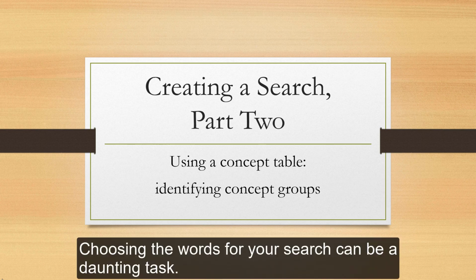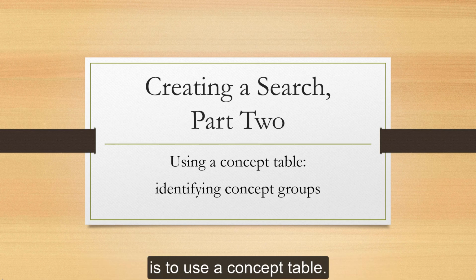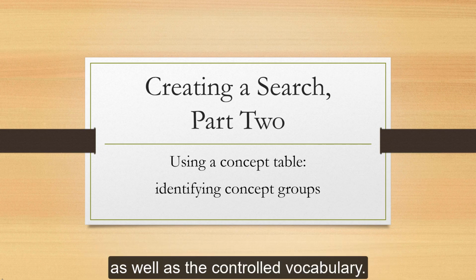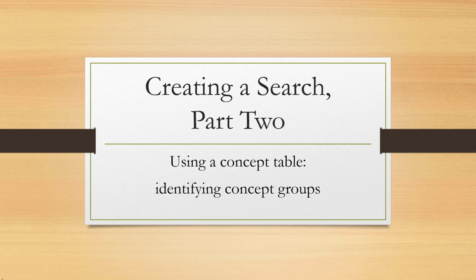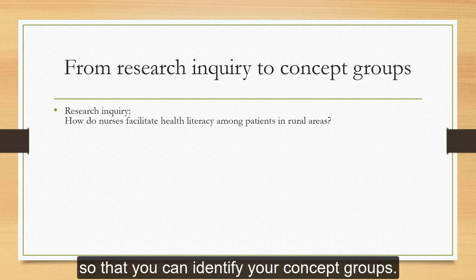Choosing the words for your search can be a daunting task. One of the simplest methods that I've found is to use a concept table. This will allow you to organize the keywords you wish to use, as well as the controlled vocabulary. To create a concept table, start with your PICO method so that you can identify your concept groups.